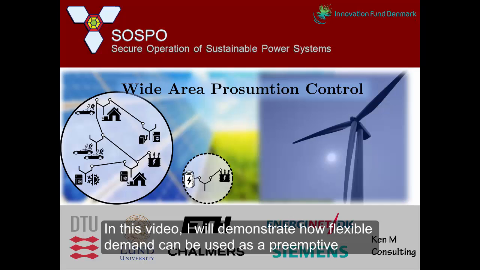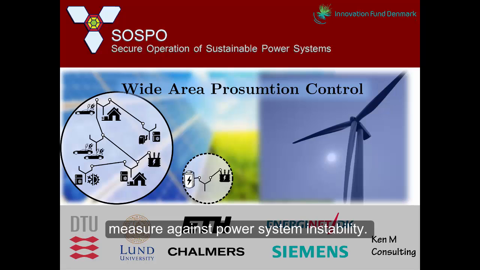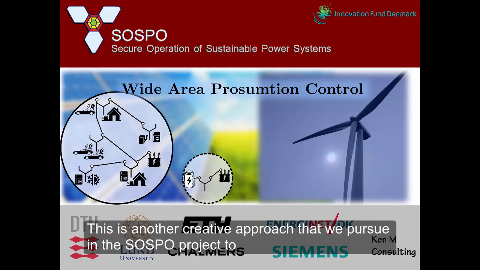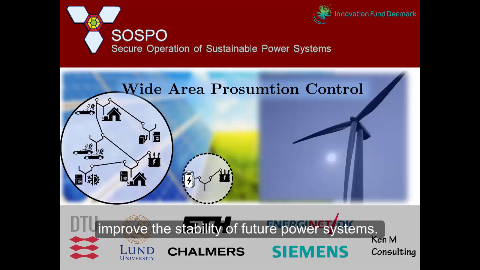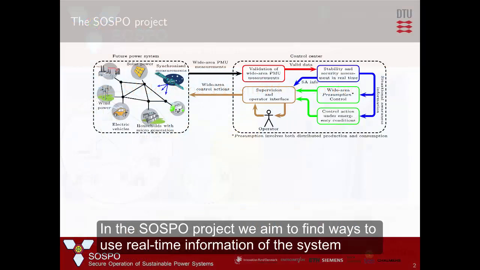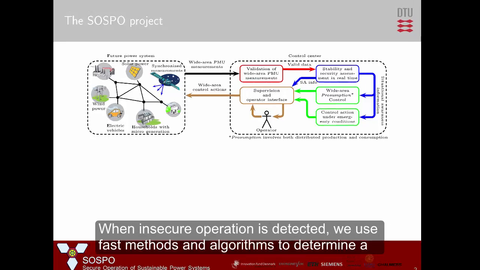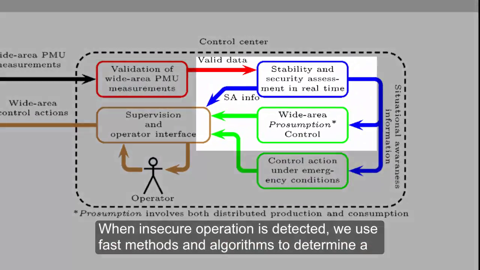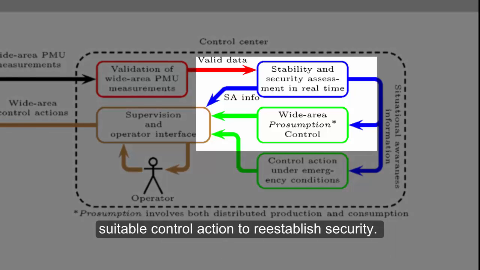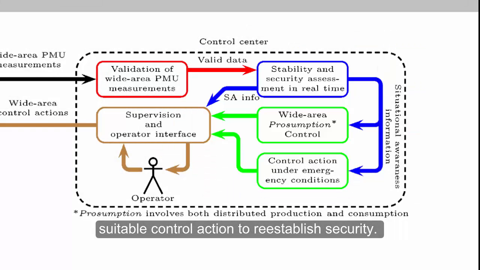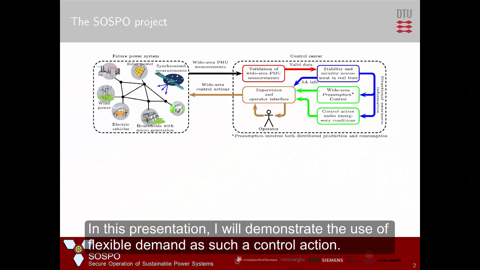In this video, I will demonstrate how flexible demand can be used as a preemptive measure against power system instability. This is another creative approach that we pursue in the SOSPO project to improve the stability of future power systems. In the SOSPO project, we aim to find ways to use real-time information of the system variables to assess the stability and security of the system in real time. When insecure operation is detected, we use fast methods and algorithms to determine a suitable control action to re-establish security. In this presentation, I will demonstrate the use of flexible demand as such a control action.